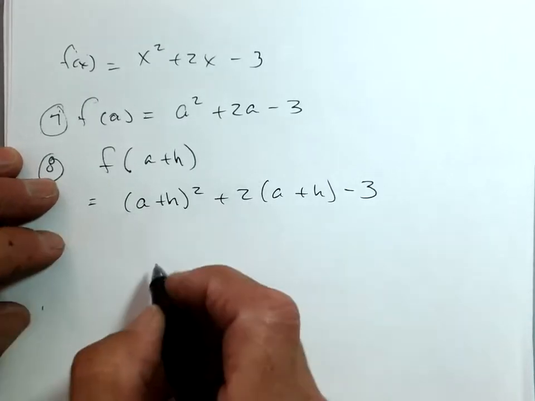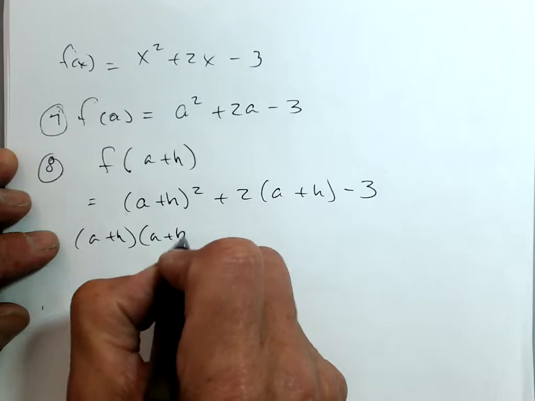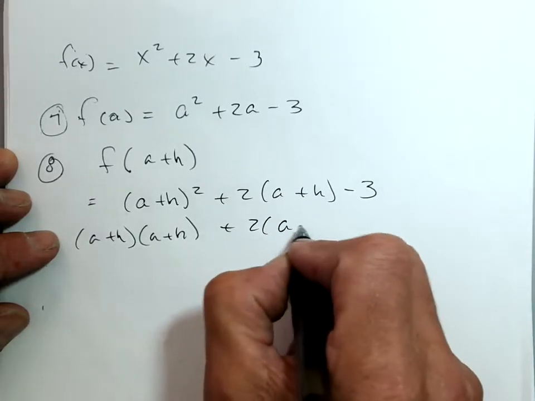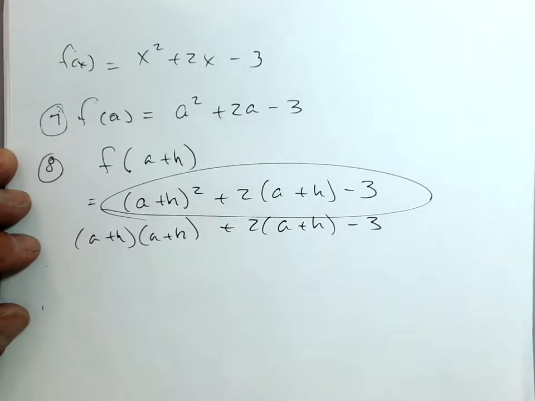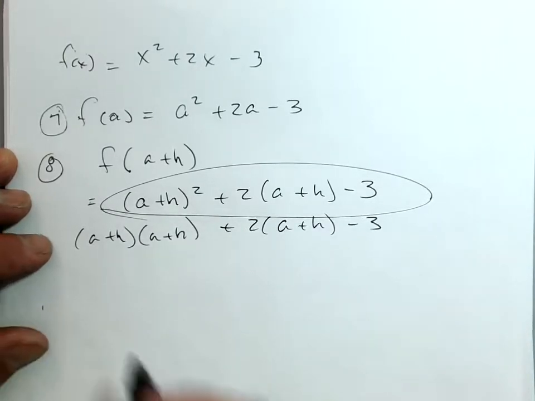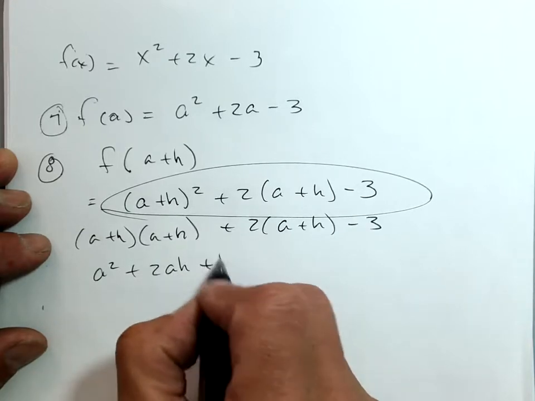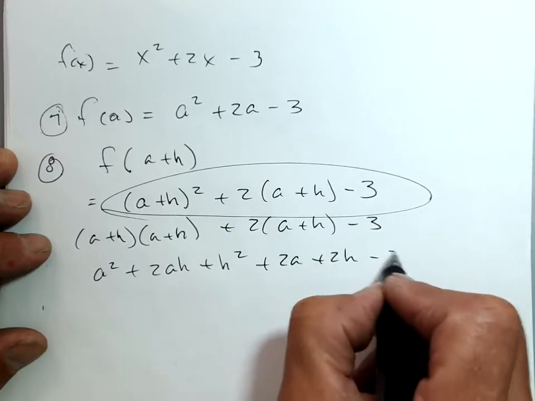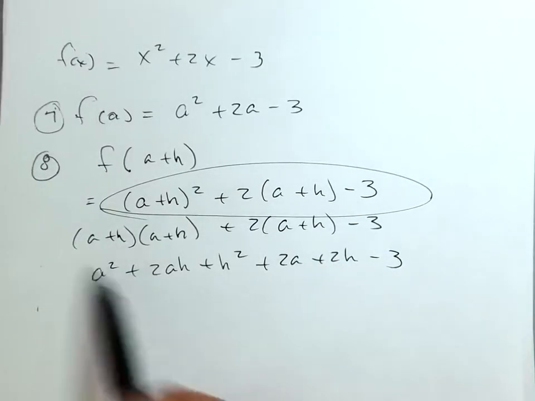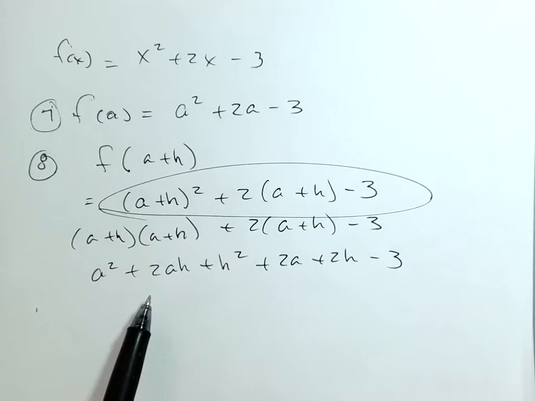If I FOIL this, (a plus h), again, go ahead and give me that answer, but we're going to need to simplify it for the next one. So then I have a squared plus 2ah plus h squared plus 2a plus 2h minus 3. I skipped a step on the FOIL, but we've done that a few times, right? We should be getting okay on how to FOIL that.